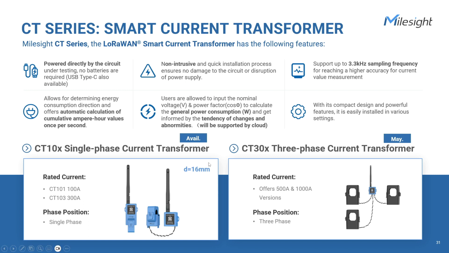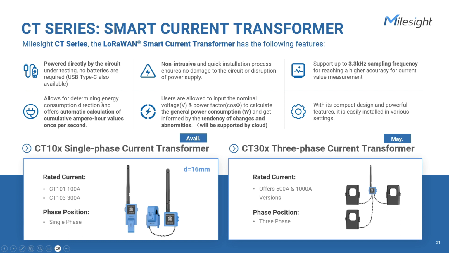Number 1, easy installation. Installing the current transformer is a breeze as you don't need to care about the current direction. Its split core design enables easy installation without interrupting the circuit. 2, easy configuration. It can be pre-charged and configured using the USB Type-C, enabling a swift and hassle-free setup with the LoRaWAN gateway. For your convenience, the configuration can be done via USB other than NFC.